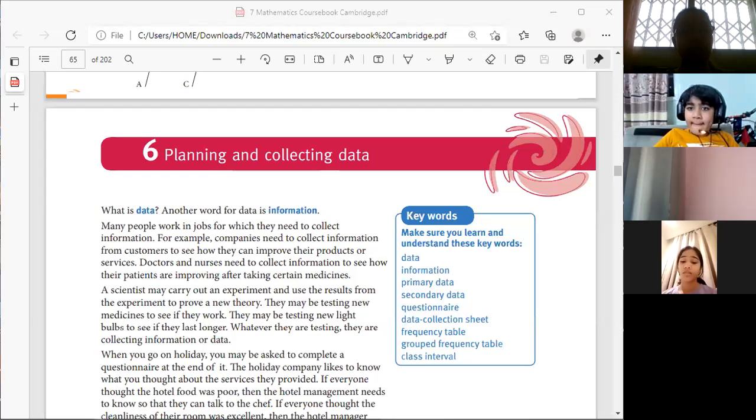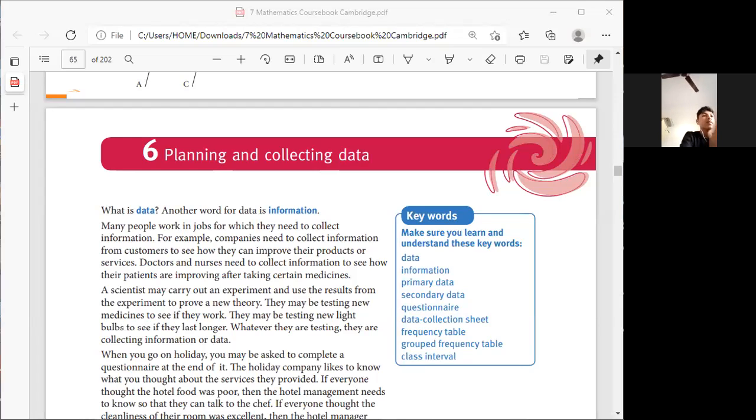Okay, so today we're going to start with chapter number 6, planning and collecting data. Now, what do you understand by the word data? Data is nothing but information.